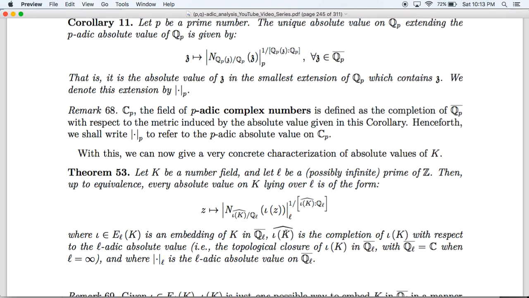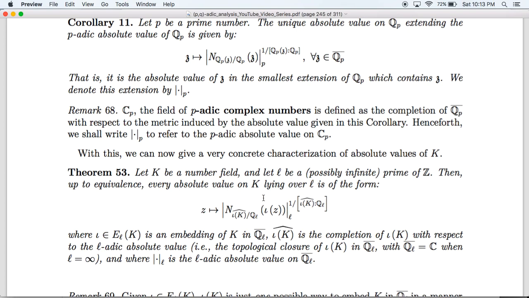Iota of K hat is the completion of iota of K with respect to the L-adic absolute value. So we embed z in Q_L bar. We then take the field norm of the embedded z with respect to the completion of the embedding of K. The completion part is very important. This will then give us an L-adic rational number whose L-adic absolute value we take, and then we take the root, where the root is the degree of the completion of the embedding over Q_L.